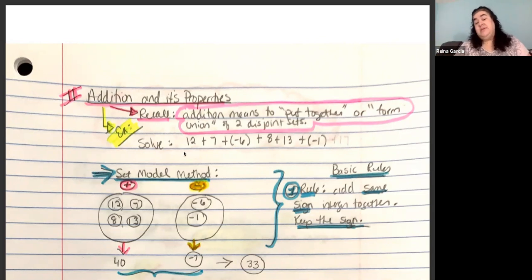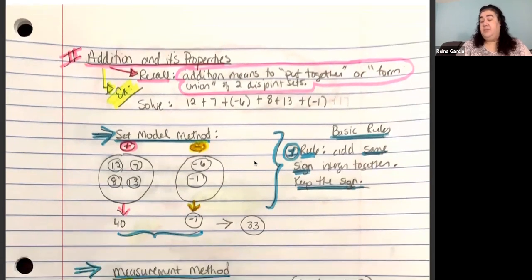And we're going to start by using the set model. So let's say that the example you were given was 12 plus 7 plus a -6 plus 8 plus 13 plus a -1. What would be the answer to this expression? We can use a set model to help us find the answer, where once again, we have one set of all the positive integers and one set of all the negative integers, and then we simply add up how many chips there are. Here we have 12, 7, 8, and 13. So if we add all those chips together, we have 40 positive chips.